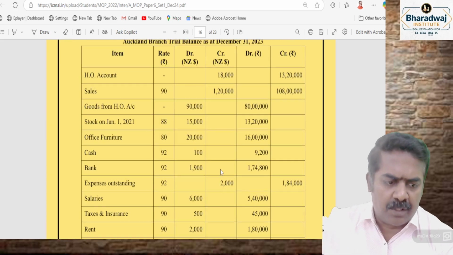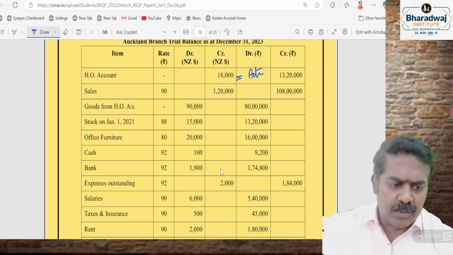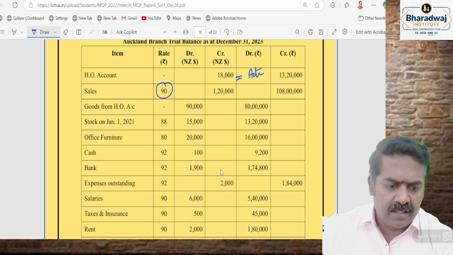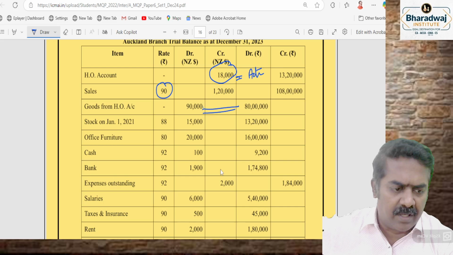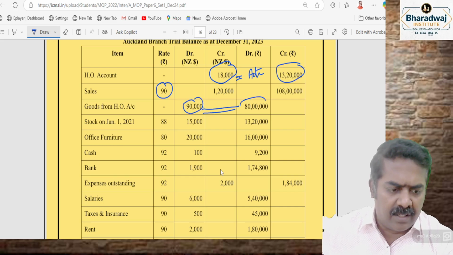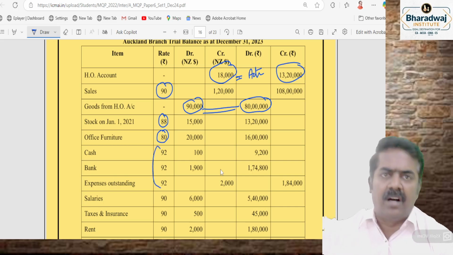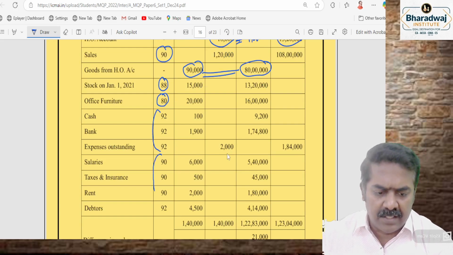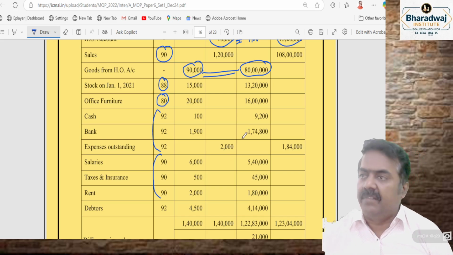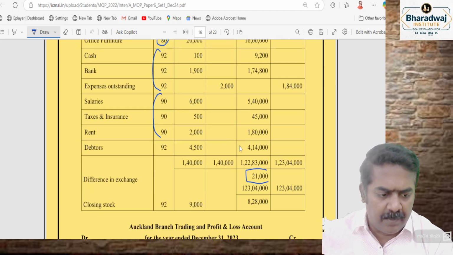Head office account, they took which value? Actual value. Sales, average rate. Goods from head office, actual value. Wait, if there is credit you would record it in credit; if there is debit you would record it in debit, like this. Opening stock, opening rate they have taken. Office furniture, historical rate they have taken. Cash and bank, expenses outstanding, all taken at what rate? Closing rate and converted. Salaries, taxes, rent, average rate they have taken. Debtors they have taken which rate? Average rate. You find there is a shortage of 21,000 coming on the debit side.